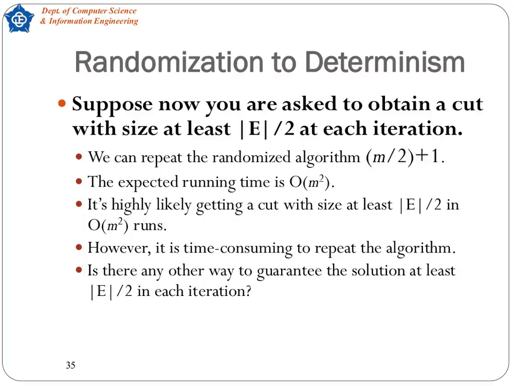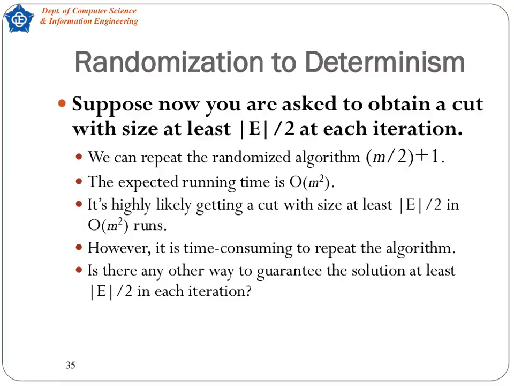So, picking up directly from that challenge we just posed, how do we guarantee a cut size of at least m/2 in every single iteration? This is precisely what we'll delve into on this slide, aptly titled Randomization to Determinism. One immediate thought to address this stricter requirement would be to repeatedly run our existing randomized algorithm. Specifically, we could consider repeating it m/2 plus 1 times. While this approach dramatically increases the likelihood of eventually obtaining a cut of at least m/2, the expected running time for doing so would be O(m squared).